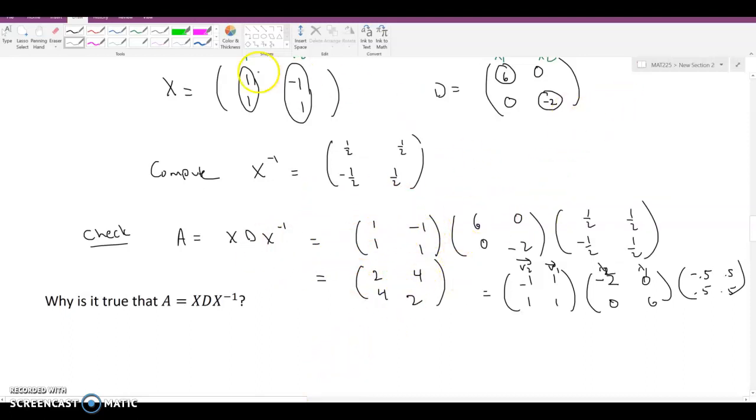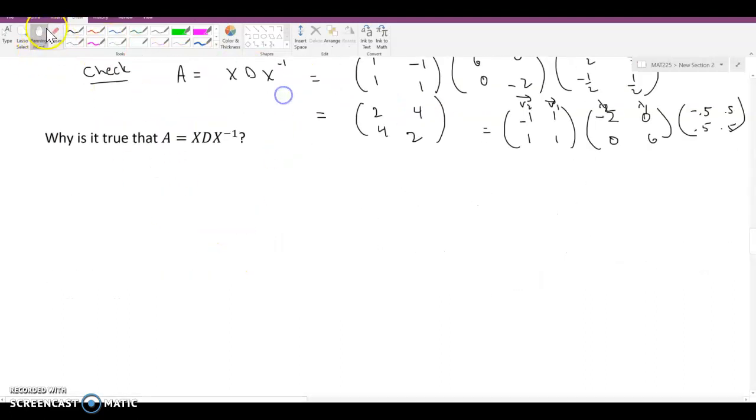So why is it true that this works? Well, it's true because if we start off writing A, let's think about A as a 2 by 2. This will apply to 3 by 3s and 4 by 4s as well. X is going to be 2 by 2, D is going to be 2 by 2, X inverse is going to be 2 by 2. They have to be. And you're only going to have, for a 2 by 2, 2 eigenvalues, so you're only going to have 2 diagonal elements.